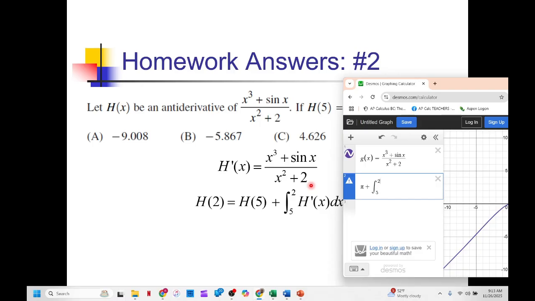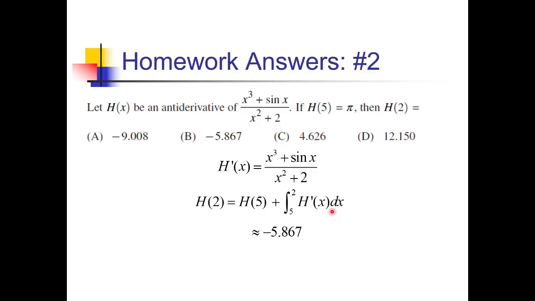Make sure you don't have it backwards. And I'll use a g of x because that's what I defined h prime as. So g of x dx. And that's going to come out to negative 5.867. And that's going to match choice B.